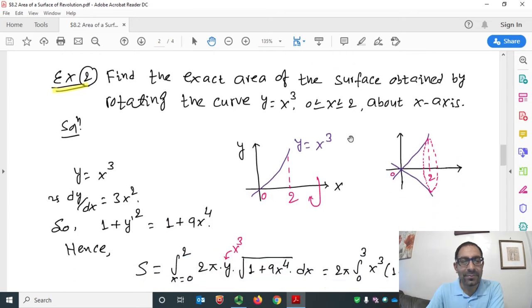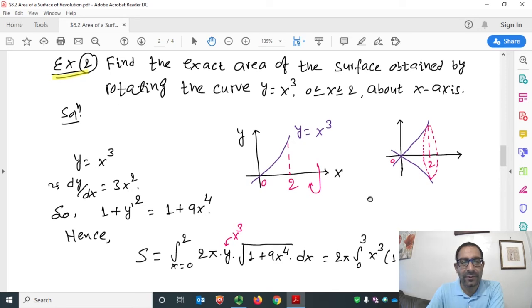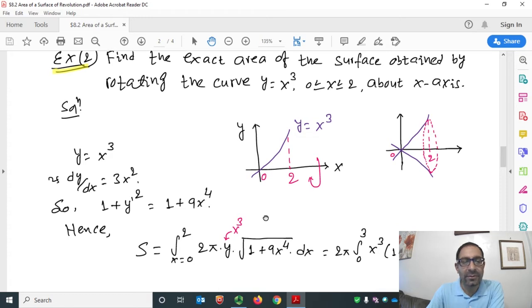Example 2. Find the exact area of the surface obtained by rotating the curve y equals x cubed, x between 0 and 2, about the x-axis. So here, y equals x cubed is this curve, bounded between x equals 0 and 2, and we are rotating this arc length around the x-axis, and this generates this shape here. Awesome. So let's use the formula to find the surface area.